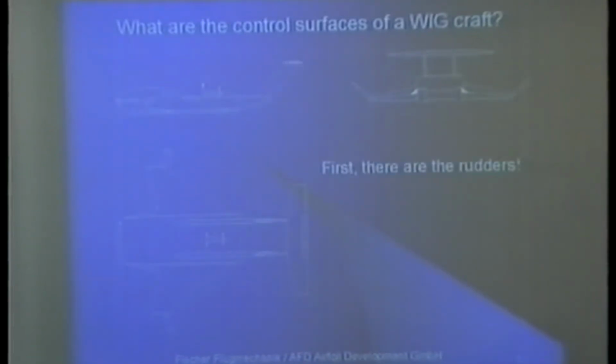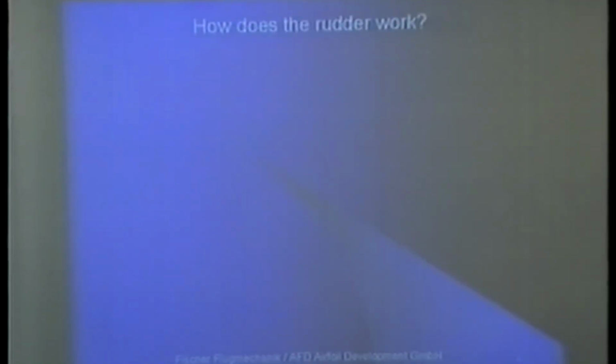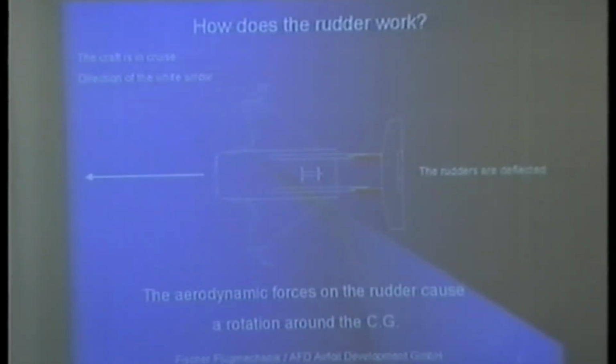And some explanations which are simple but perhaps good to understand. What kind of controls do we have on our Hoverwing? We have first of all the directional rudder, and the rudder produces first of all a turn around the axis. The craft is in cruise, direction in white, and now we deflect the rudders, and the aerodynamic forces with the rudder cause a rotation around the CG.